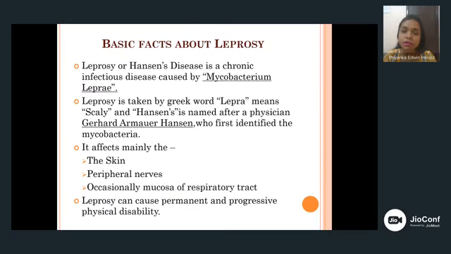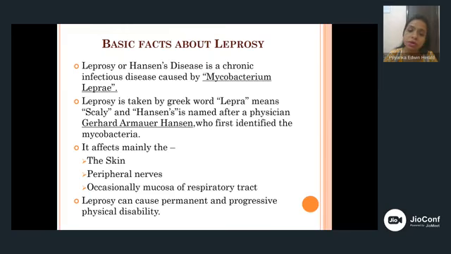So the first and most important point about leprosy is its basic facts. Leprosy, as you all know, is also known as Hansen's disease. It is a chronic infectious disease which is caused by Mycobacterium leprae. The word leprosy is taken from lepra, a Greek word which means scaly. And Hansen is the name of a physician, Gerhard Armauer Hansen, who first identified this Mycobacterium leprae.